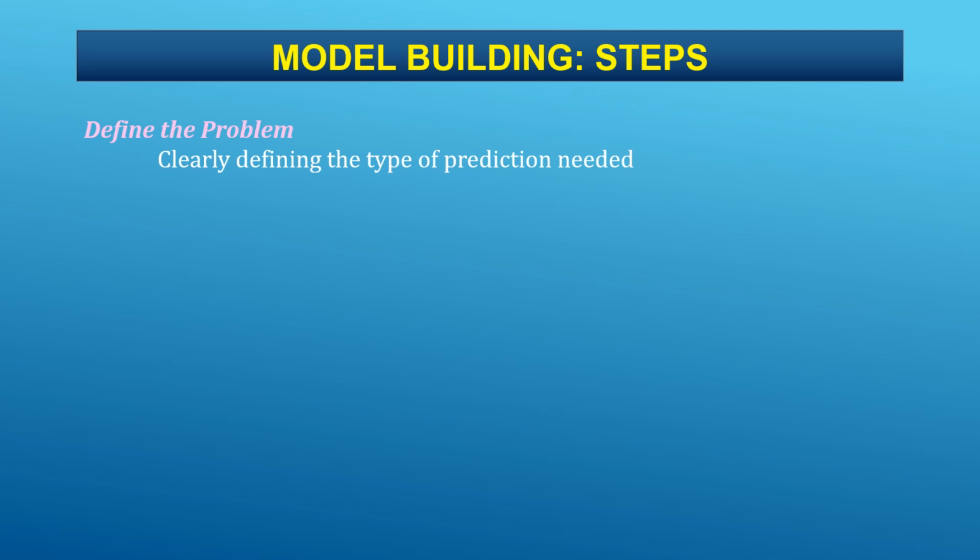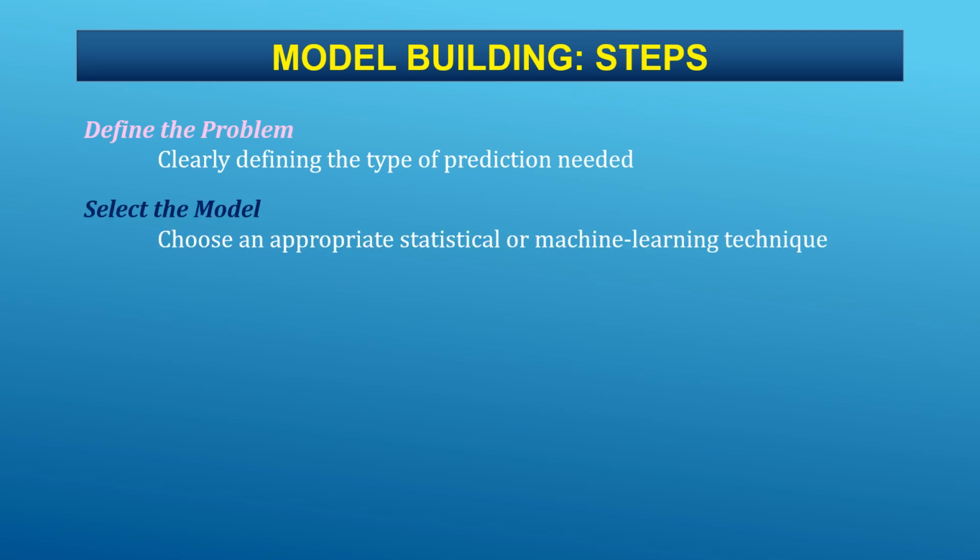So, model building steps. Define the problem. Begin by clearly defining the type of prediction needed, whether it involves predicting numeric values, regression, or categorical classification. This step ensures that the model aligns with the specific goal of the analysis, such as predicting sales volumes or classifying disease based on symptoms.